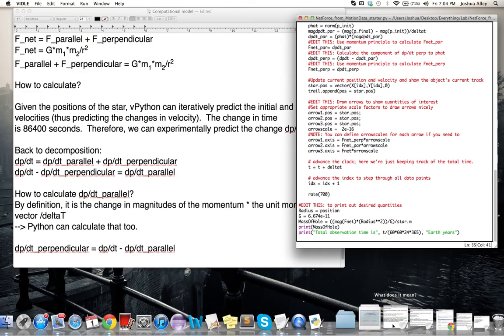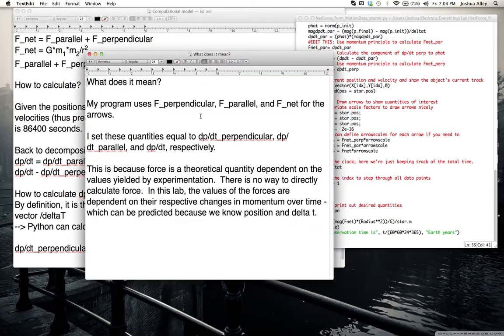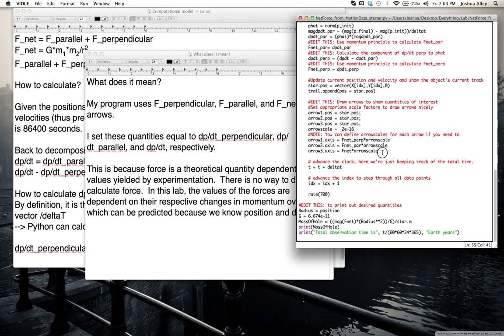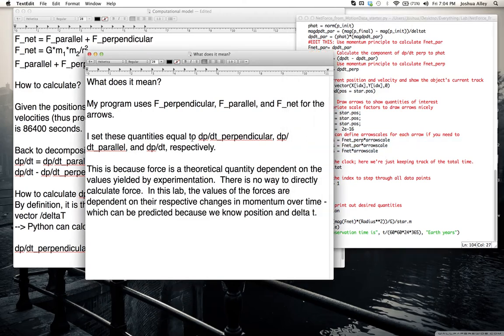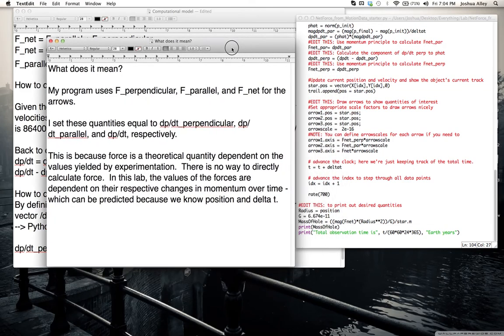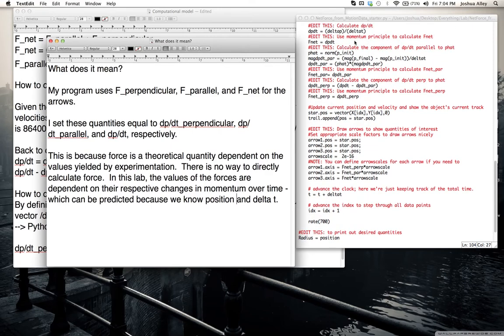Next I look at what it means. My program uses F perpendicular, F parallel, and Fnet for the arrows. I set these quantities equal to dp over dt perpendicular, dp over dt parallel, and dp over dt respectively. This is because force is a theoretical quantity dependent on the values yielded by experimentation. There's no way to directly calculate force. In this lab, the forces were dependent on the respective changes of momentum over time, which can be predicted because we know the position and delta t.